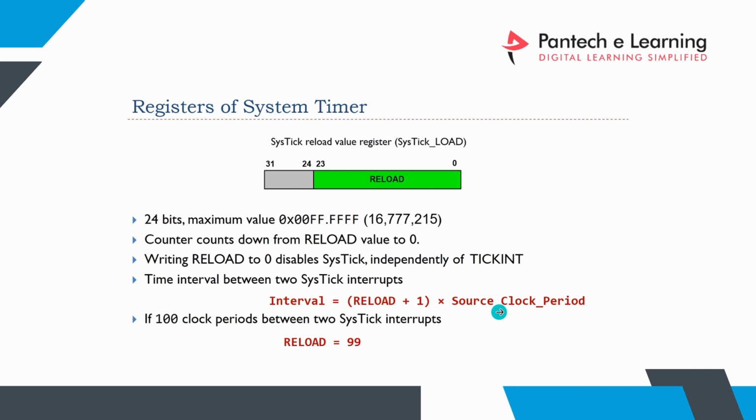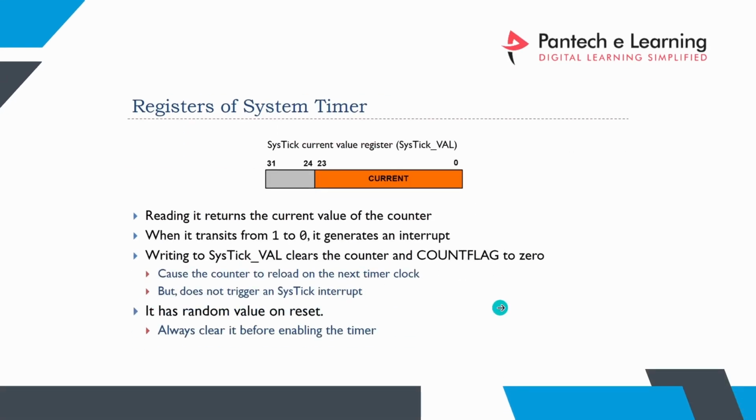Okay, so next is the value register. As I said, when the tick reaches 0, it is going to give an interrupt, or it is going to do some operation. It is going to give an interrupt, as well as a flag. So I can set a value.